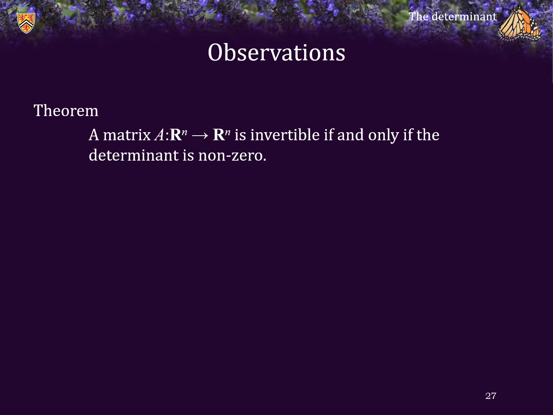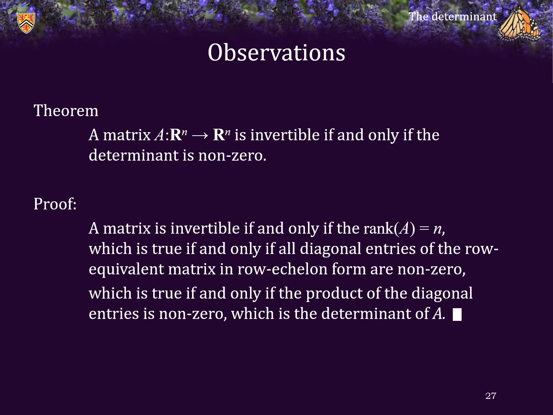Theorem. A matrix A mapping R^n to R^n is invertible if and only if the determinant is non-zero. Well, a matrix is invertible if and only if the rank of A is equal to n, which is true if and only if all diagonal entries of the row equivalent matrix in row echelon form are non-zero, which is true if and only if the product of the diagonal entries is non-zero. And therefore, that is going to be either plus or minus the determinant of A.